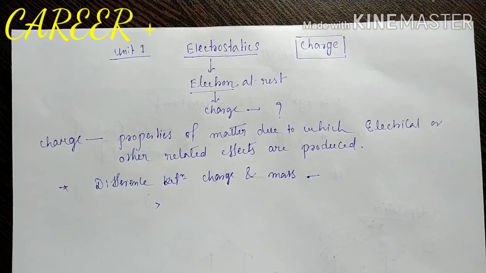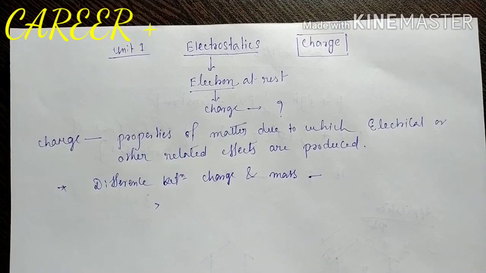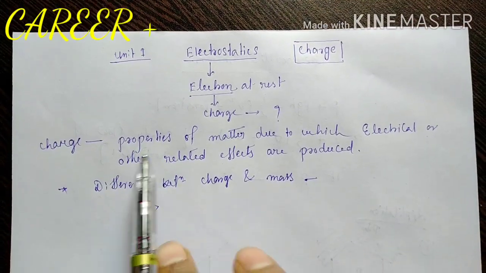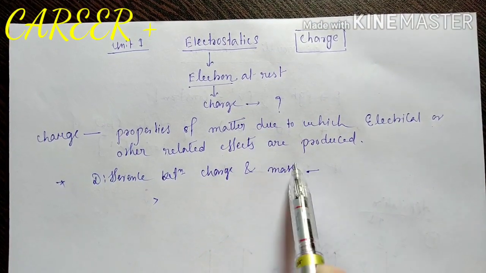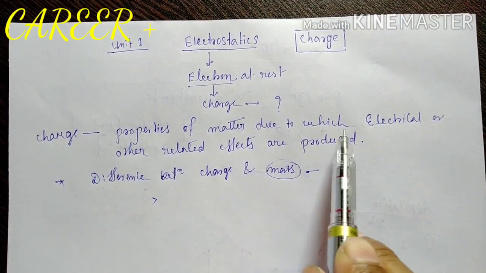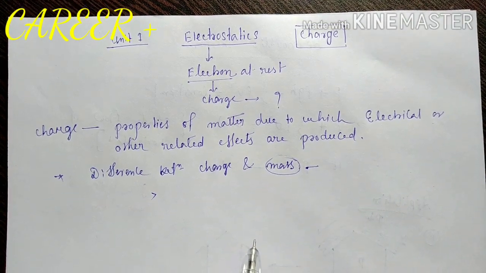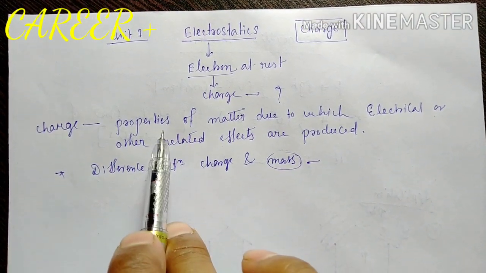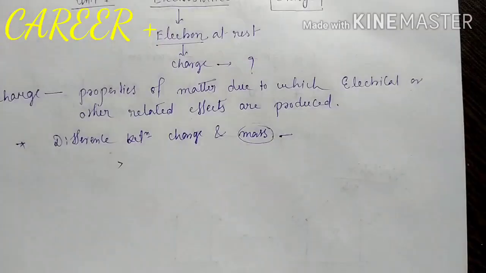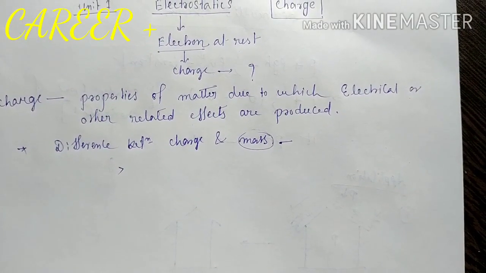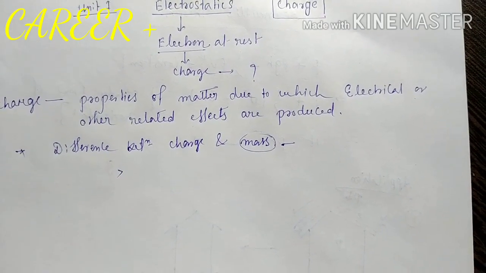Or what is the base or origin of charge? Simply, we can define charge as a property of matter, just like mass, due to which electrical and other related effects are produced. We are going to discuss it properly. Just correlate between charge and mass, since both are fundamental properties of matter.